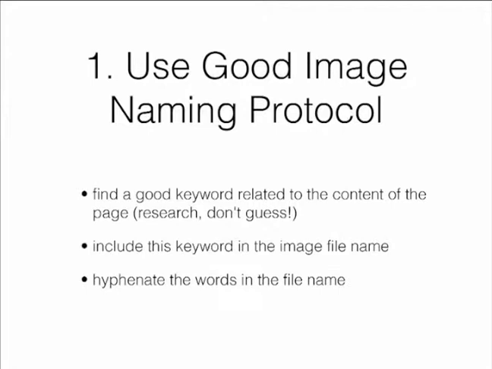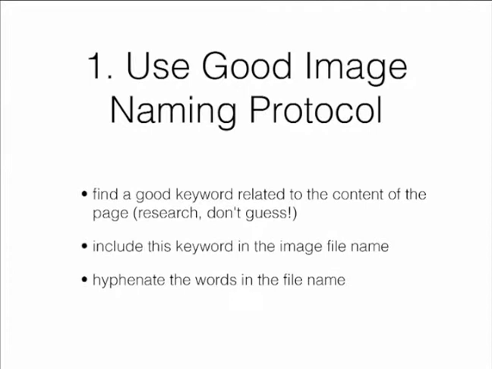So find a good, relevant, high-value keyword that is pertinent to the page and to the image that you're going to use. And then include that keyword in the image file name. So that is what you actually call the image when it's on your hard drive. And then finally, you're going to hyphenate the words in the file name. And that's for two reasons. One, it usually makes it easier for you to read, but also using hyphens makes it a little easier for the search engines to read what you've typed in the file name. Because if you think about it, a search engine can't look at an image in the same way that a human visitor can. So a search engine needs alternate ways to figure out what's in that picture.